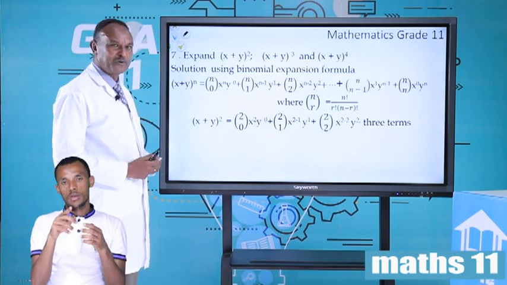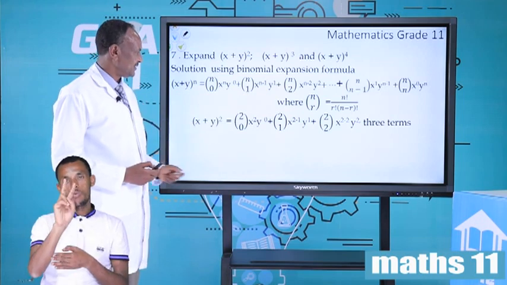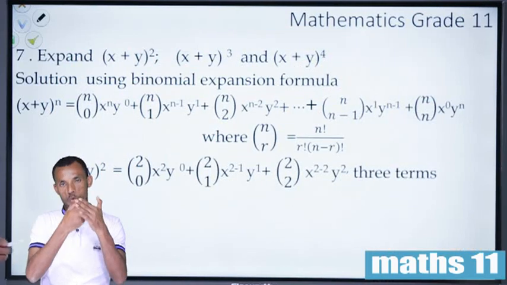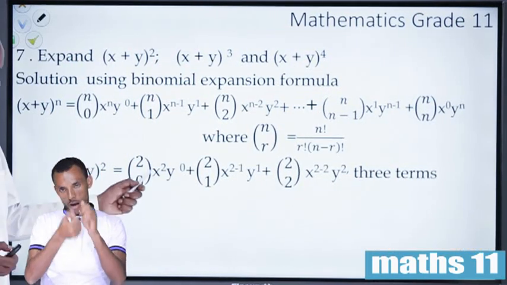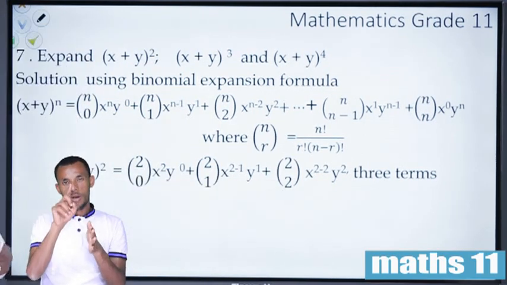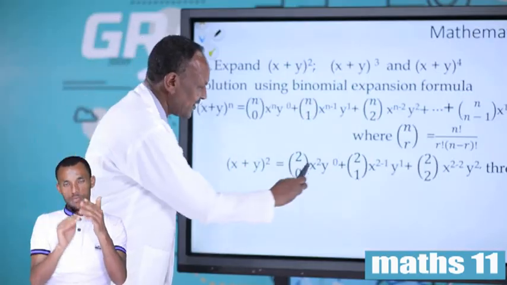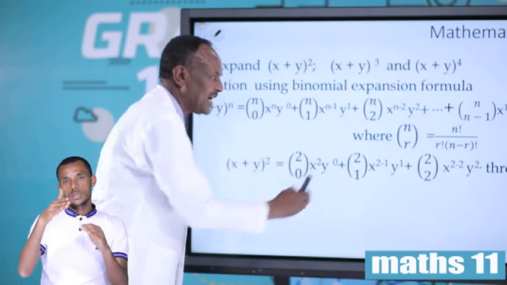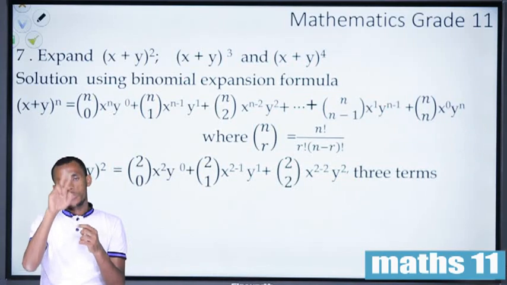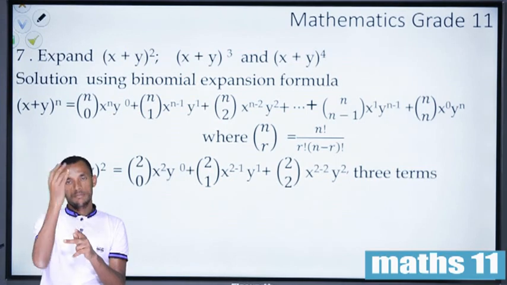Your n was equal to 2. So wherever I saw n, I have to write 2. 2 above 0, 2 above 1, 2 above 2. These are the coefficients. Our variable x squared, x to the power of 2 minus 1, x to the power of 2 minus 2. The exponent of x decreases. But the second variable y is to the power of 0. It started from 0 and goes up to the last: y to the power of 1, y squared. So in this expression, I would expect 3 terms.